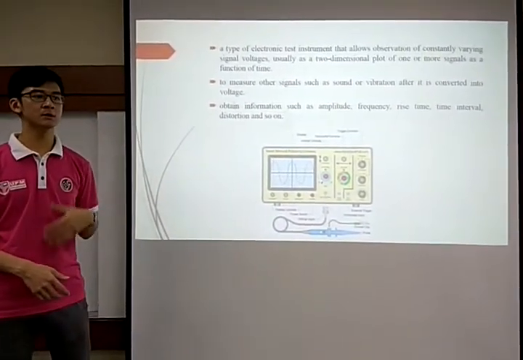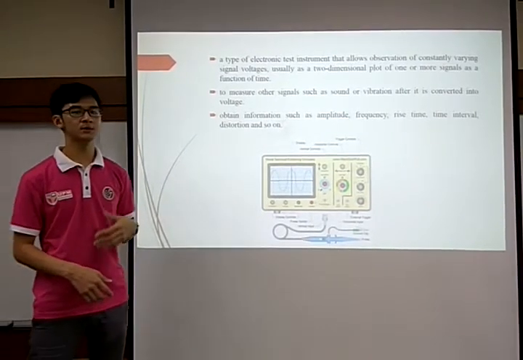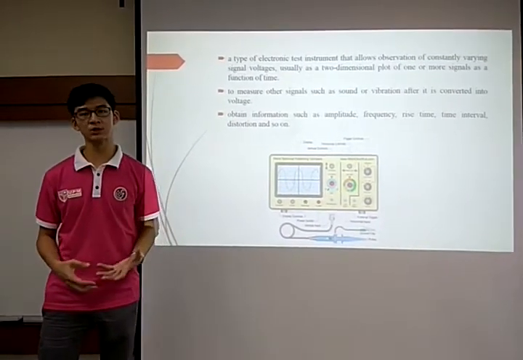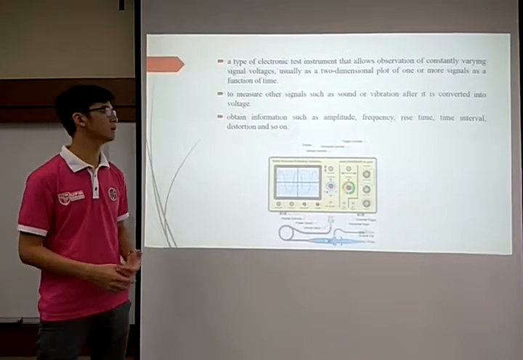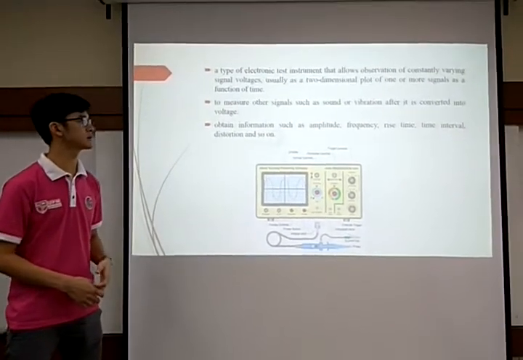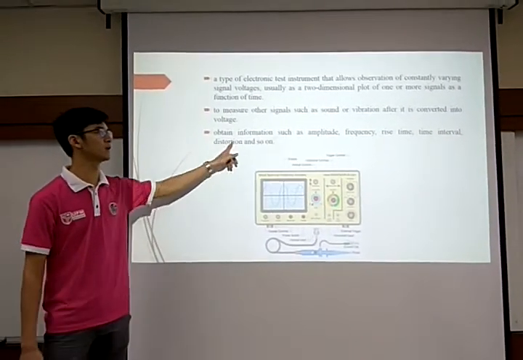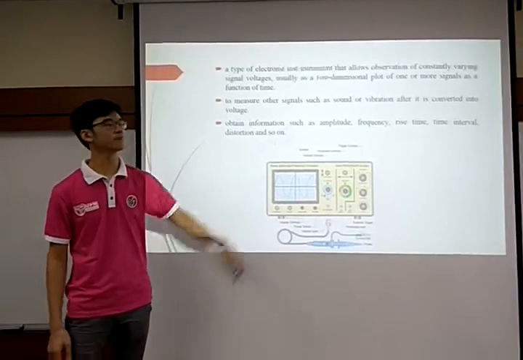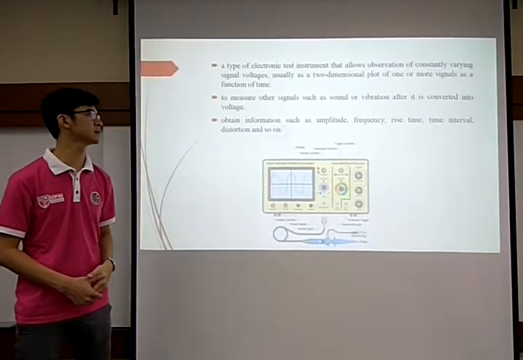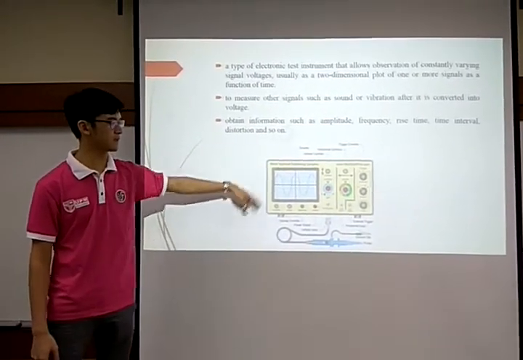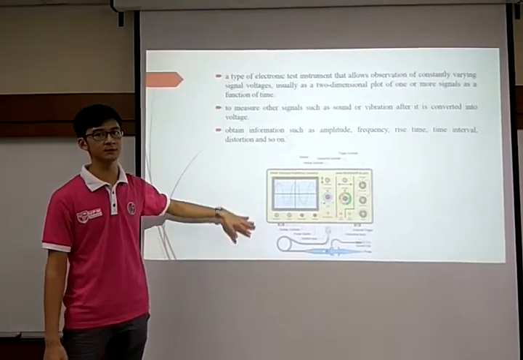That means the oscilloscope can only measure signals that are in voltage, not sound energy directly. The third use is to obtain information such as amplitude, frequency, rise time, time interval, distortion, and so on. This is a figure of the basic oscilloscope that we normally use.